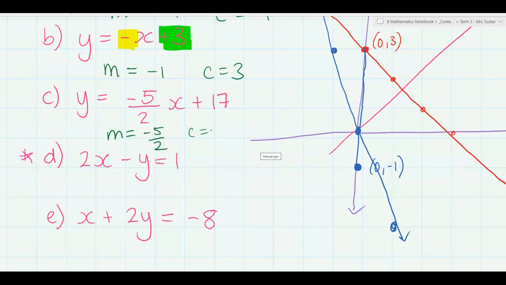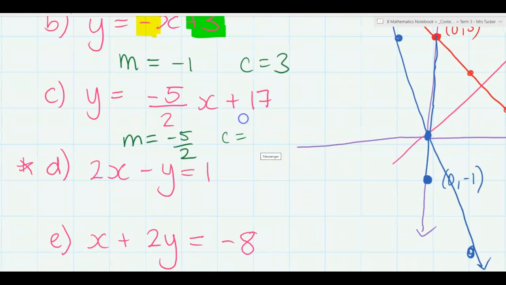I think a boy. Yes? Nikolai. Okay. C equals? When we look at this one, what is the value of C? What's my y-intercept for that one? Yep. 17. Well done. So C equals 17.